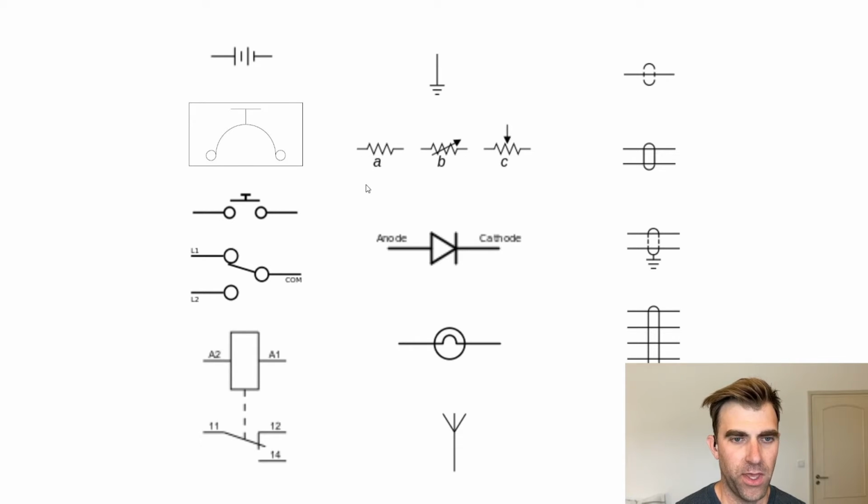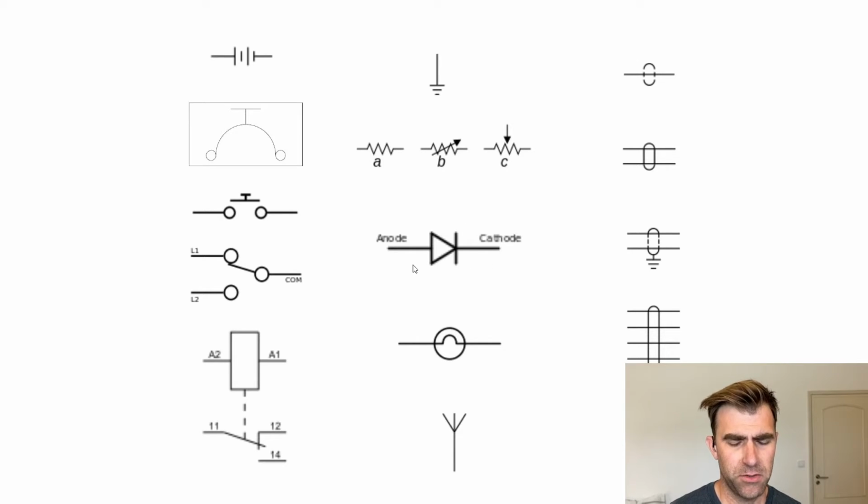rheostats. So A here is just a regular resistor, and then you're going to have variable type resistors where maybe there's like a knob or something that adjusts the level of resistance in the circuit.